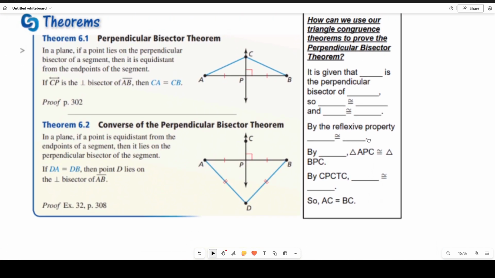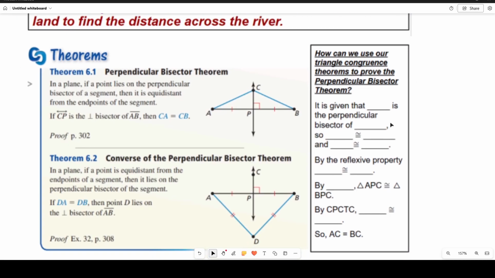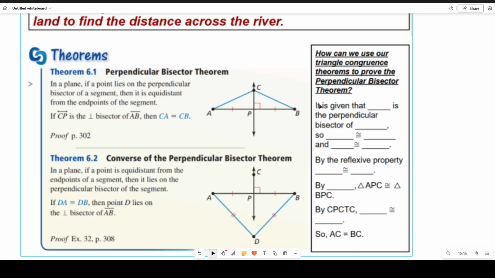Here, we're going to not really deal a whole lot with theorem 6.2, but we are going to look at theorem 6.1. So how can we use our triangle congruence theorems to prove the perpendicular bisector theorem? Oh my goodness, that is a whole bunch of words. Well, let's just start the proof and see what we can fill in. It is given that something. So let's go back up here at 6.1 and see what we're given.